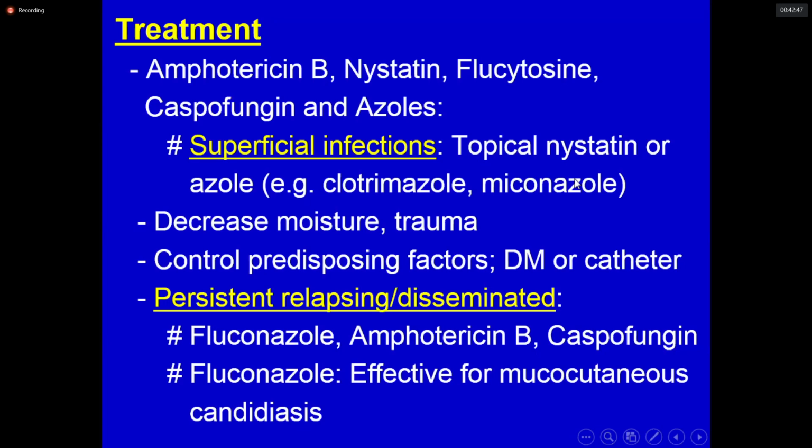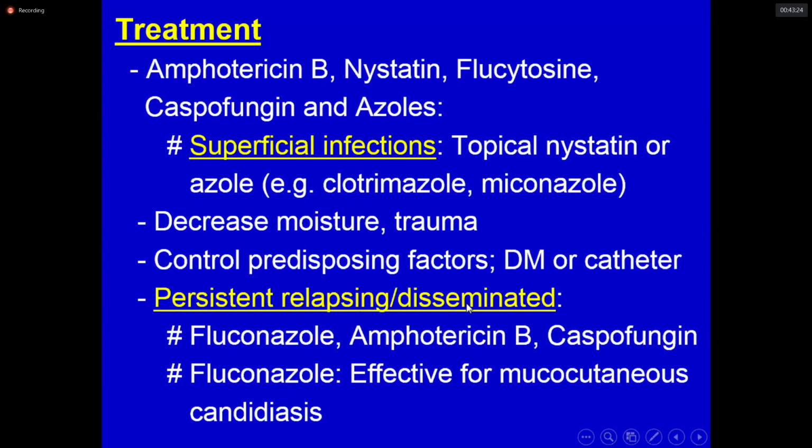Examples of azoles: clotrimazole, miconazole. We mentioned these when we talked about antibiotics. Also, you have to decrease the moisture and the trauma to the area, because we said Candida albicans can grow in areas of moisture. Control predisposing factors, like diabetes mellitus, DM. Or if the patient has a catheter, you can remove the catheter and put a new catheter or replace it by another way of collection.